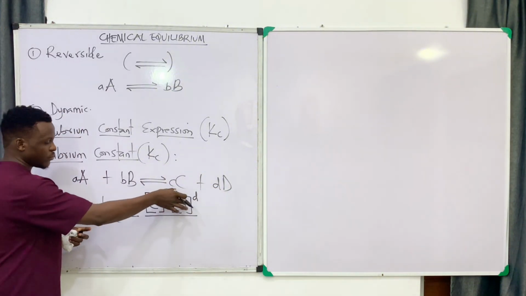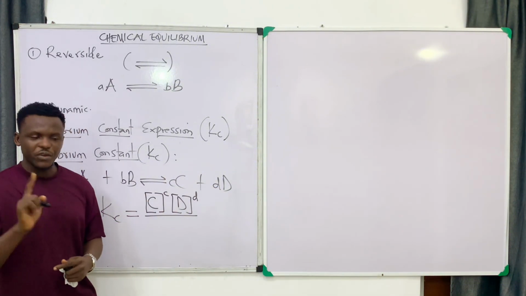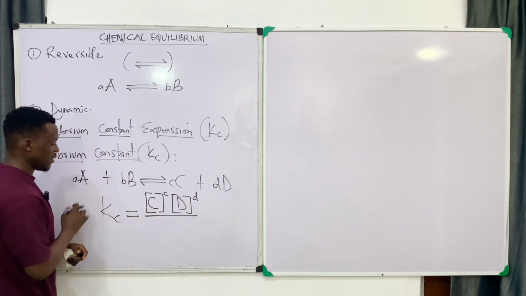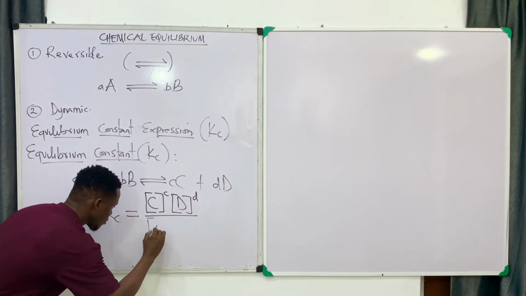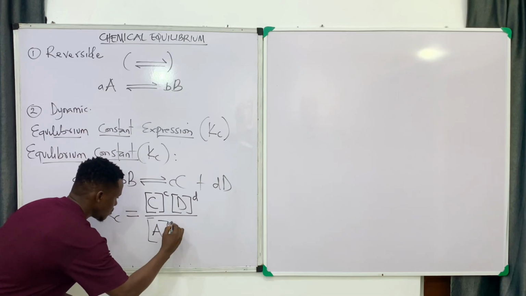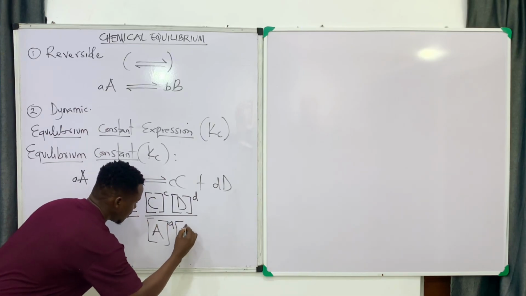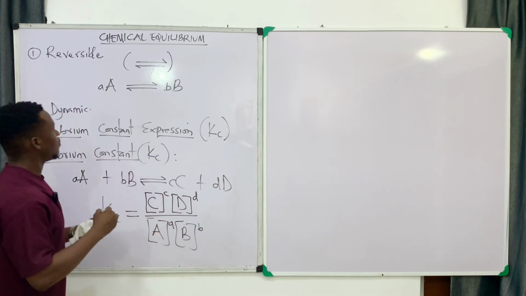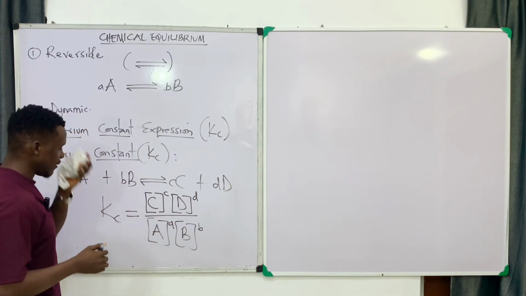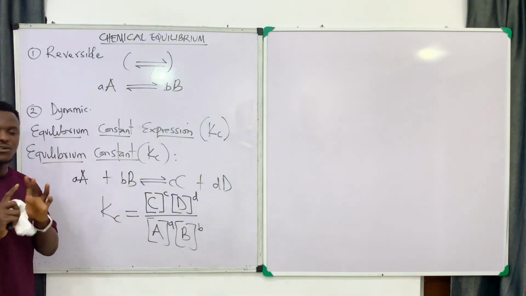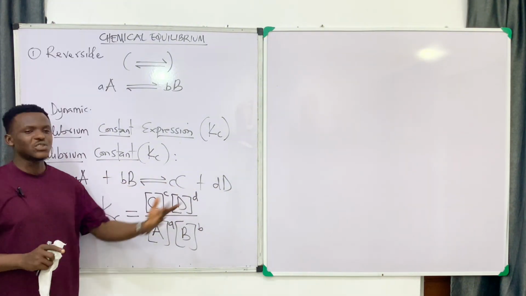So it's the ratio of the concentration of the product, which is this, all over that of the reactant. So we say A, B. Now, look at this reaction we gave earlier. This reaction contains 4 species, 2 reactants and 2 products.